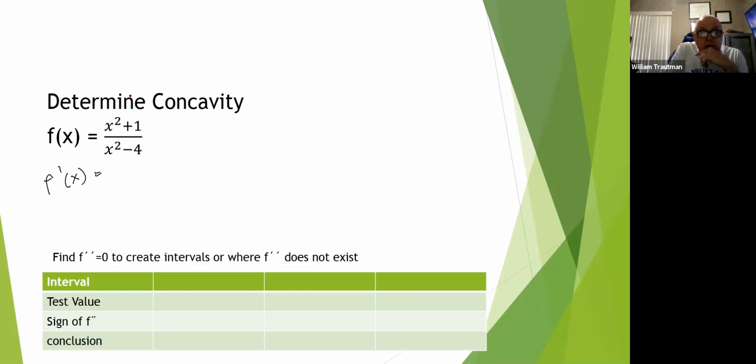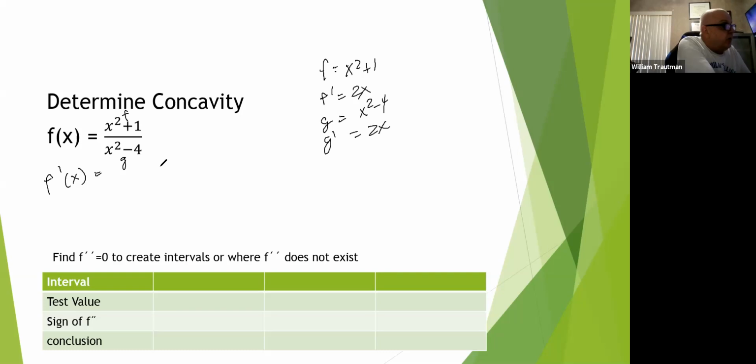There is F and there is G. If F is X squared plus 1, then F prime is 2X. If G is X squared minus 4, then G prime is 2X. And then grab your formula sheet. Make sure you have those and look up the quotient rule. Remember, the quotient rule says F prime G minus F G prime all over G squared. I'm going to cheat.